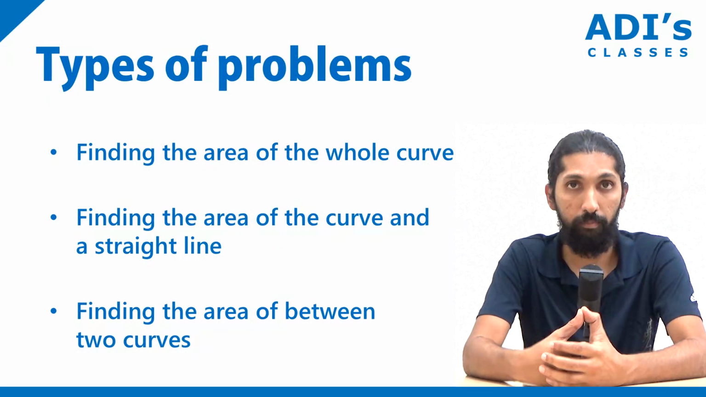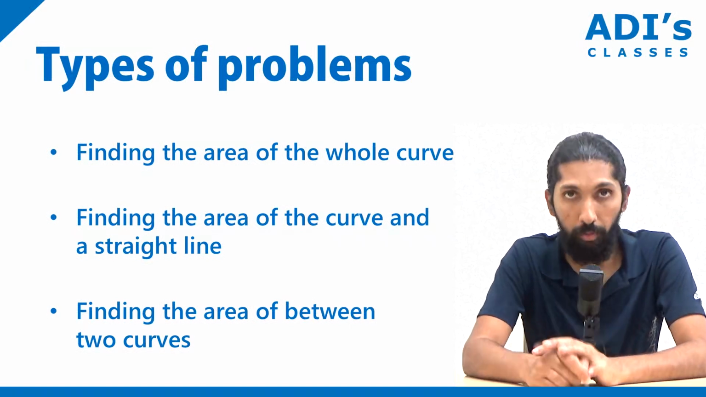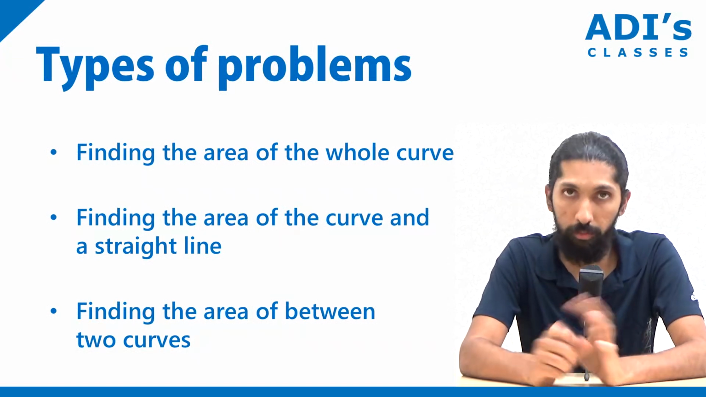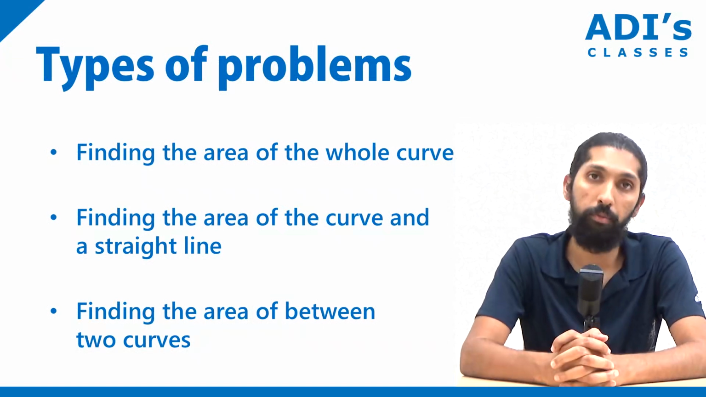The third type of problems, which you have done in this chapter, is the area between two curves. Two curves intersect, and they can intersect in one point or in more than one point. Whatever the scenario, you find the points and then solve the problem.